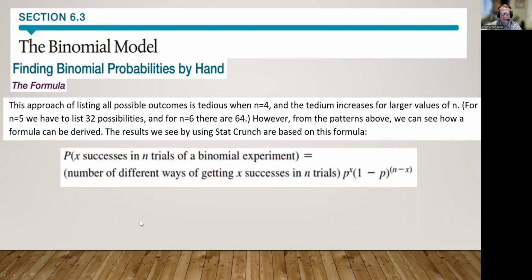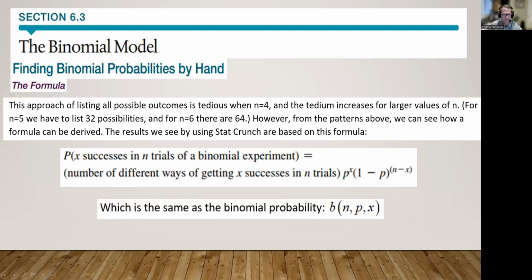And so we saw that the probability of X successes in n trials of a binomial experiment, from the pattern above: first, you have to figure out the different ways of getting X successes in n trials, and then multiply by the probability of success P raised to the X power, and then multiplied by 1 minus that probability P raised to the n minus X power. Now, I know that formula looks a little bit tough, but when you see it in action, pretty straightforward. And remember, though, that this formula is the same as the binomial probability that's done in StatCrunch.